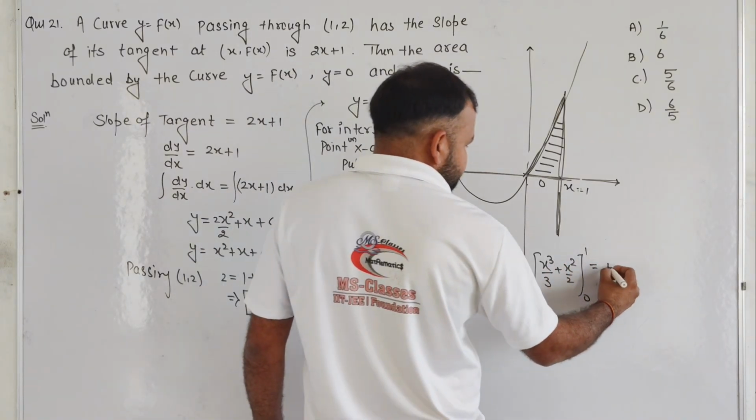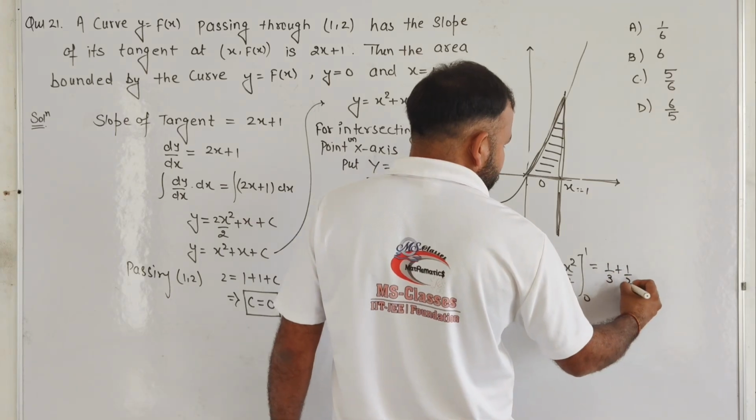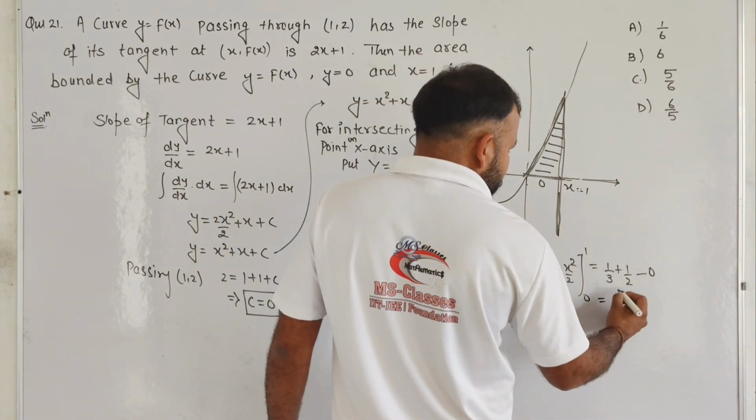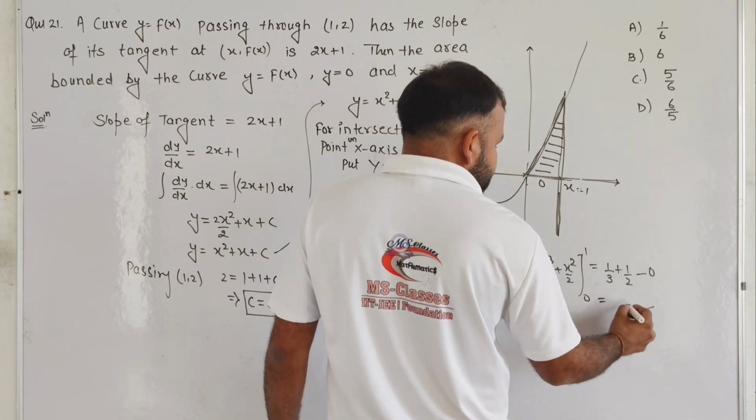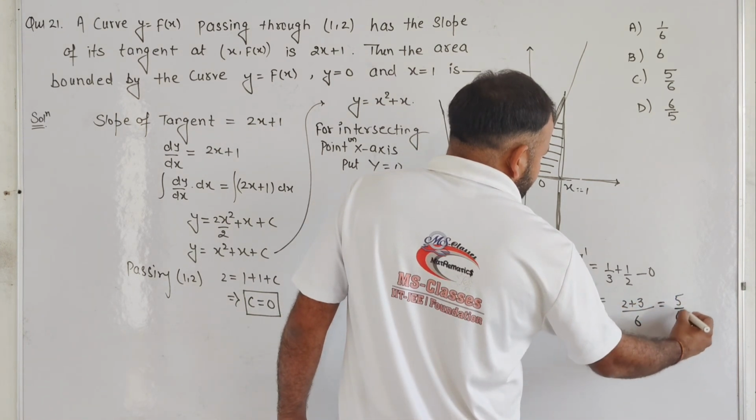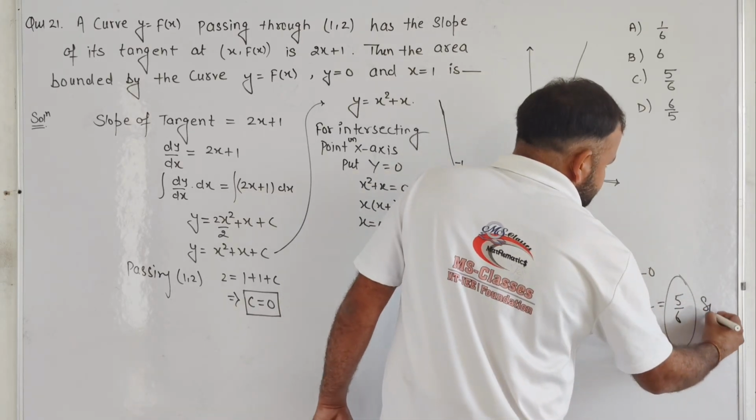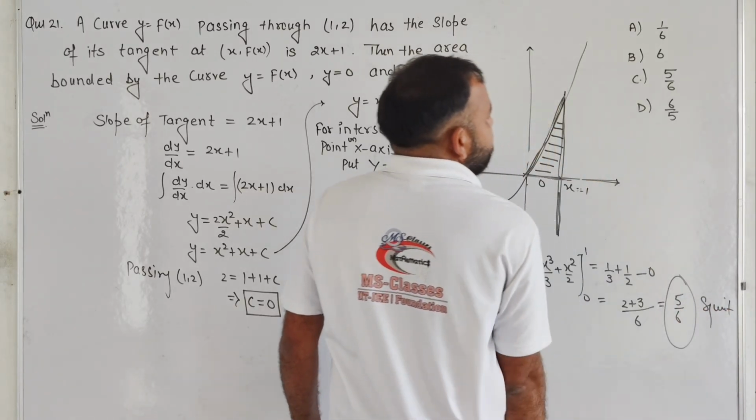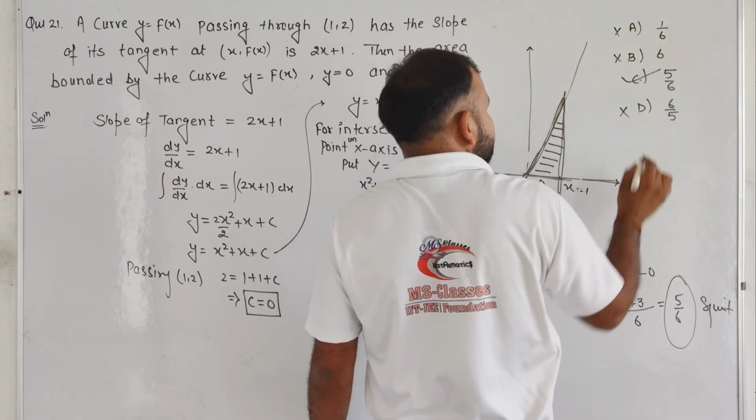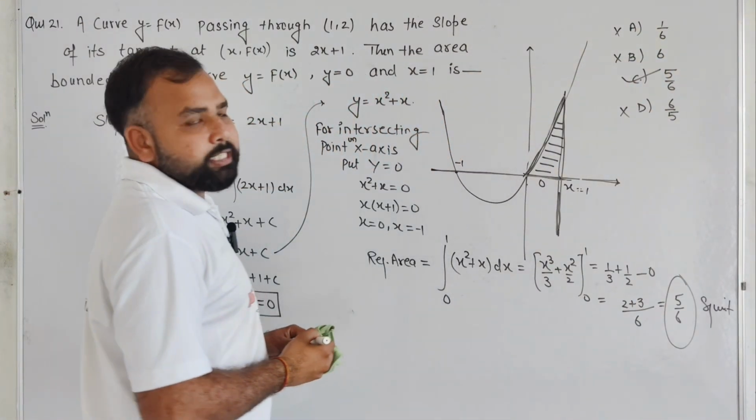Put down the upper limit: it will become 1 by 3 plus 1 by 2, minus the lower limit, which is 0 and 0. So it will become 0. After taking the LCM, you get 6, with 2 and 3. So our final answer is 5 by 6 square unit. Student, option C is correct, the remaining options are incorrect. Okay, option C is correct.